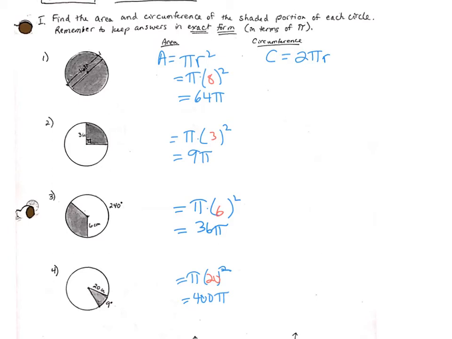Okay, so what I've done is I've found the area of the whole circle. Maybe you started with something like this, and 64 pi, obviously that's my answer there, but then I've got 9 pi would be this whole circle. So then I'm asking myself, how much of the circle do I have? What portion of the circle do I have?